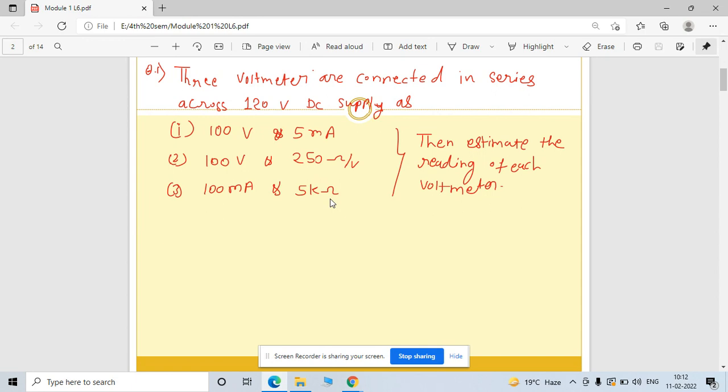So what are the respective voltages for each voltmeter that you will get with this 120 volt DC supply? You need to find out the reading of each voltmeter considering these parameters. Okay, so try to solve it.